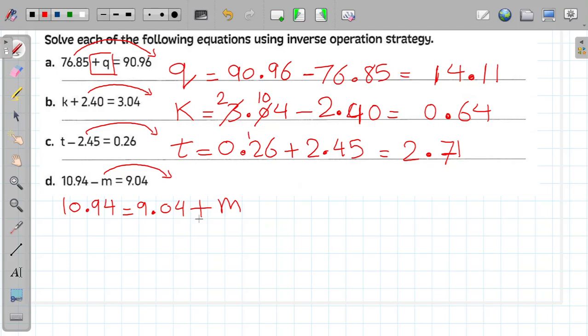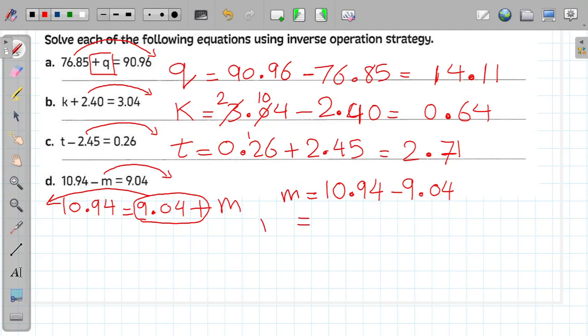Okay, so here I can use the inverse operation. So I will send the next number to m to the other side with the inverse operation. So I will send 9.04 to the other side with subtraction operation, because I add 9.04 to m. Okay, so m will be equal to 10.94 minus 9.04. Okay, so I will subtract to find the value of m.